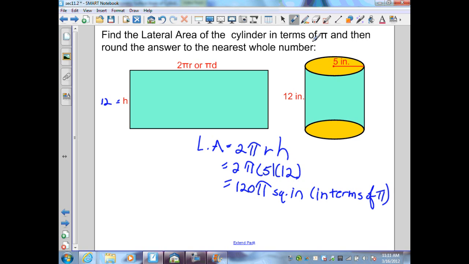120 pi square inches. Now, to complete this problem, I have to multiply 120 times 3.14, which is what we're going to use for the approximation of pi. So 120 times 3.14 is going to give us 376.8 square inches. But they wanted me to round to the nearest whole number, which is 377 square inches.